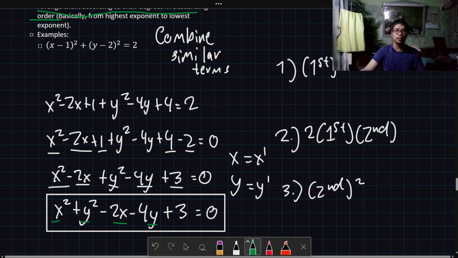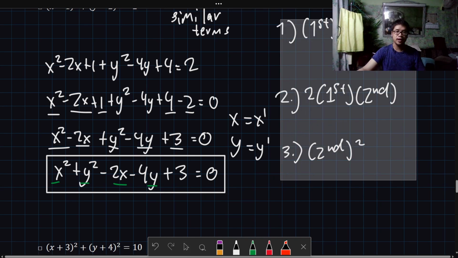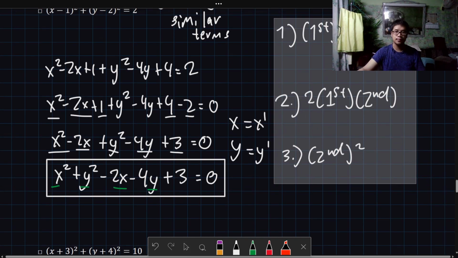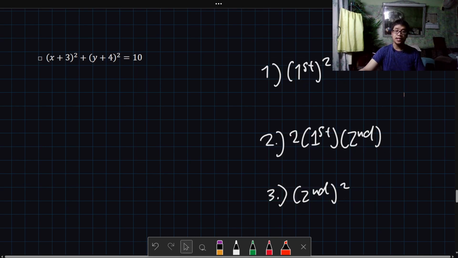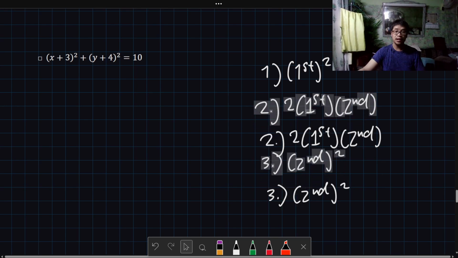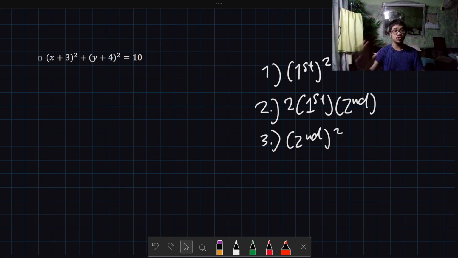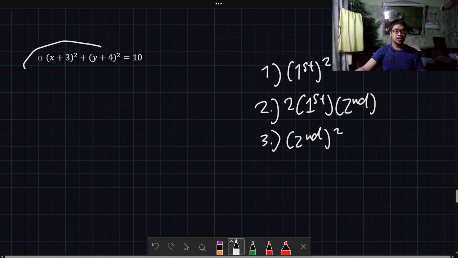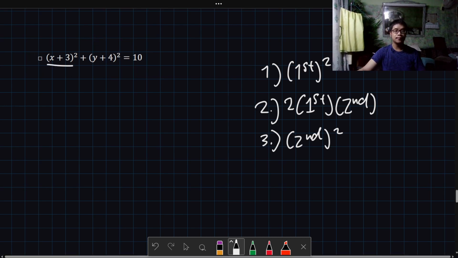Okay, let's try another example. We have this one. Let me just copy this. There we go. Again, it's up to you if you're going to use this technique. I'm just helping you, all right? So, let's convert this standard form into general form. So we have this one.